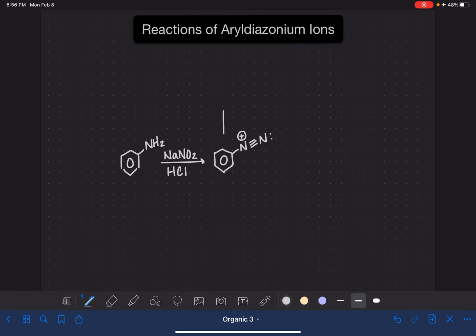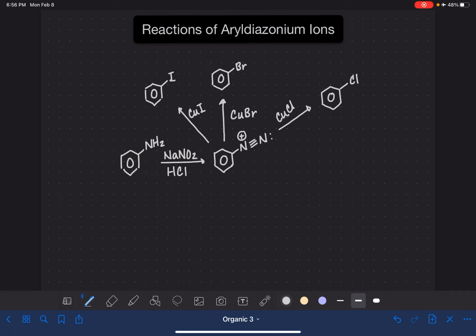So the first one I'm going to draw, if we use our aryldiazonium with copper bromide, CuBr, this will give us a brominated benzene ring. I guess that's not too unique because we already know how to do that. Or if we use copper chloride, CuCl, this would give us a chlorinated benzene ring. That one also, I guess, is not necessarily that cool. If we use CuI, copper 1 iodide, we could get an iodobenzene, which is kind of neat.